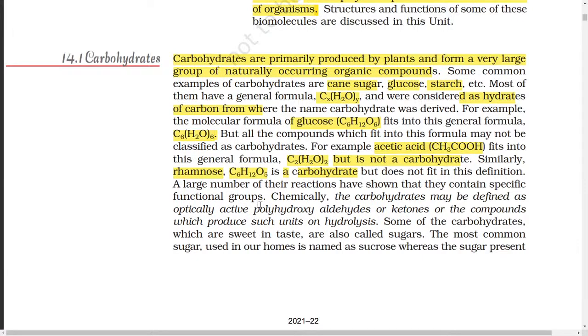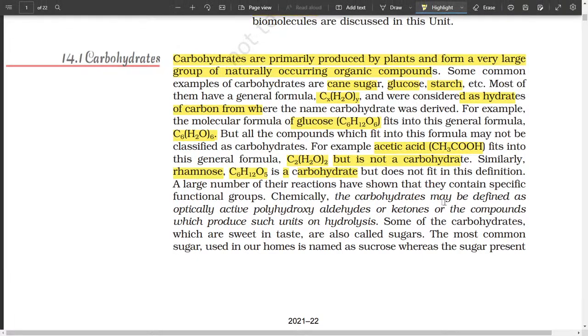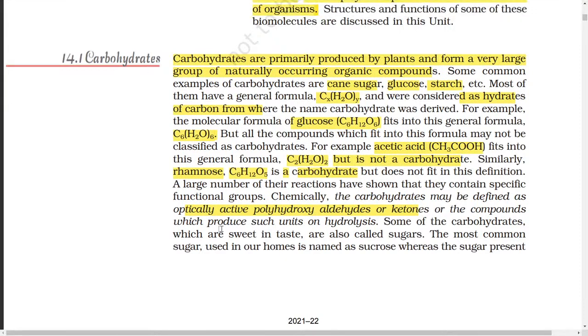A large number of reactions have shown that they must contain a specific functional group. Chemically, carbohydrates may be defined as optically active polyhydroxy aldehydes or ketones, or the compounds which produce such units on hydrolysis. Some of the carbohydrates which are sweet in taste are also known as sugars.